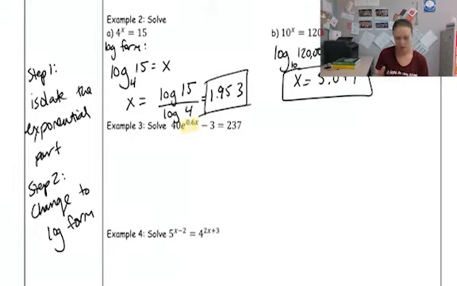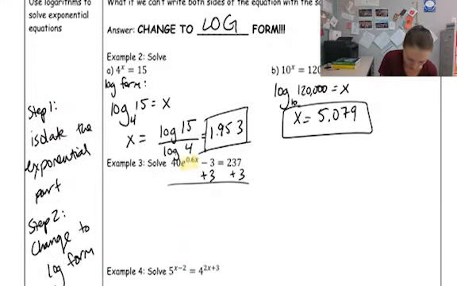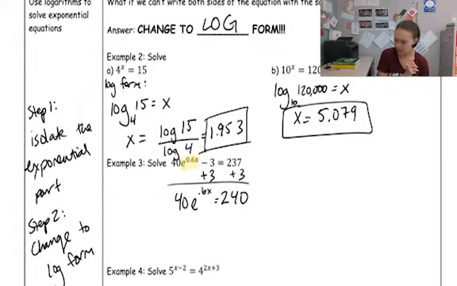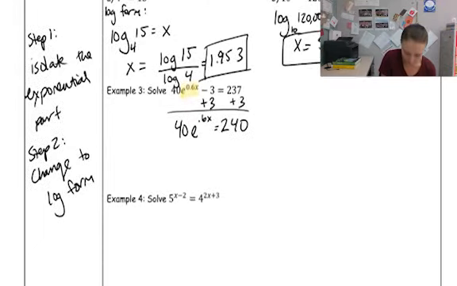To do that, I want to move things away from it in order of what's least connected. So the -3 is going to be less connected to that exponential piece than the 40. So I'm going to do that first. So 40 e to the 0.6x equals 240. And then I'm going to divide by 40. I get e to the 0.6x equals 6.